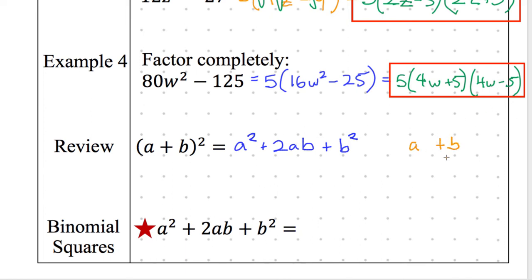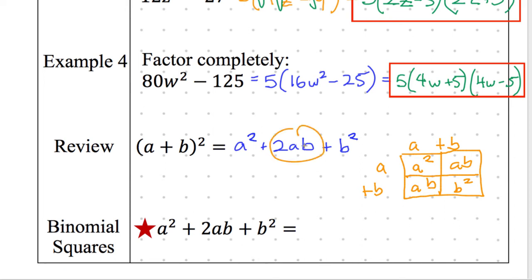You can do a plus b like this, a plus b like this, and you make our tabular multiplication grid, or our square. We do a squared, a times b is ab, a times b is ab, b times b is b squared. I add all of these up. I have 2 of these ab's. That's where this 2ab came from, and I also have an a squared and b squared. That's where all of this comes from. This is the tabular view of the multiplication. A good picture representation. What's going on, James?